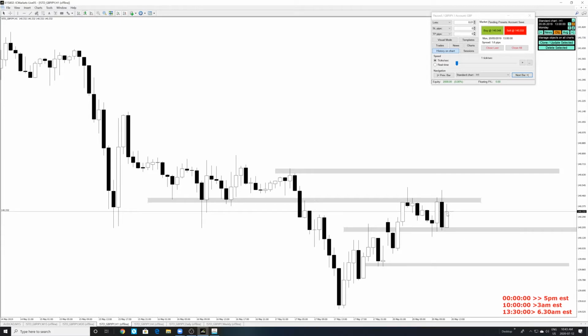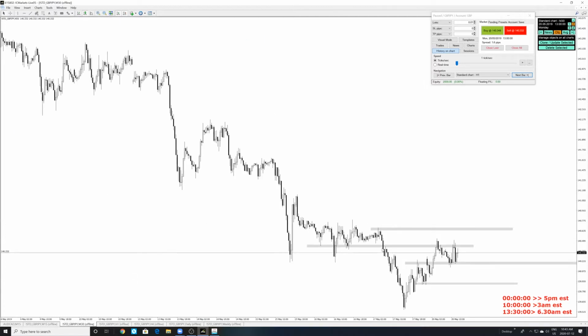So now this is the start of the new 1-hour candle. Let's copy these all the way to the 30-minute time frame as well. Let's copy these to the 30-minute time frame. Let's go to the 30-minute time frame, and there we go.